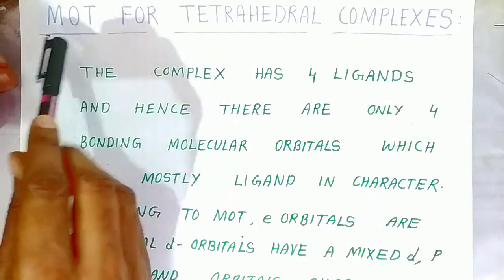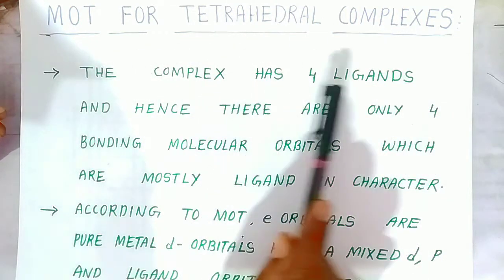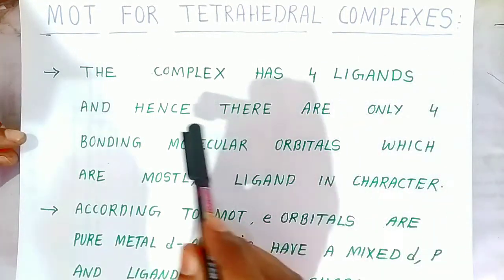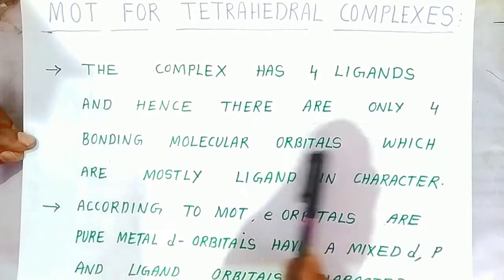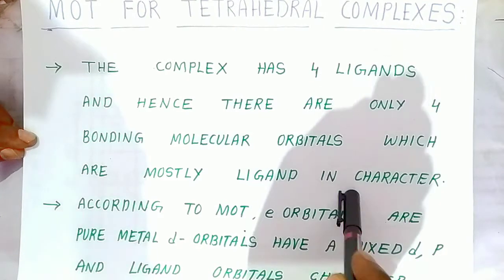Today we are going to apply molecular orbital theory to tetrahedral complexes. Tetrahedral complexes, students, the complex has 4 ligands. When the 4 ligands approach, there are only 4 bonding molecular orbitals formed, and they are mostly ligand in character. All the characters of ligands are involved.